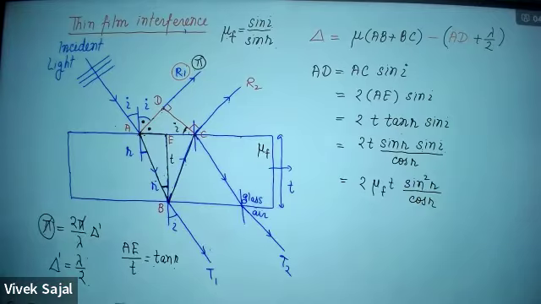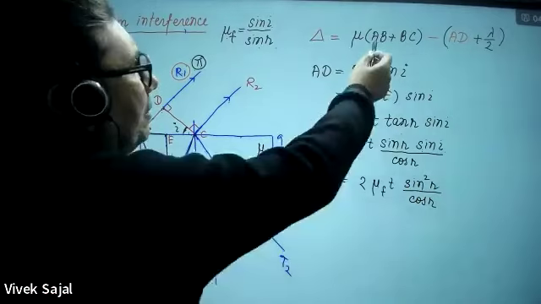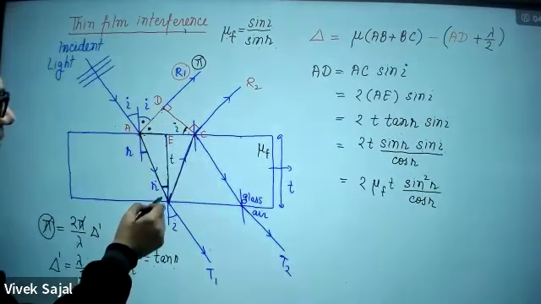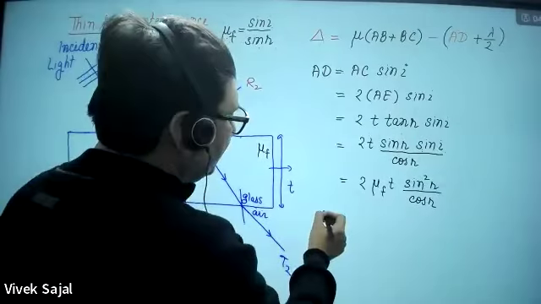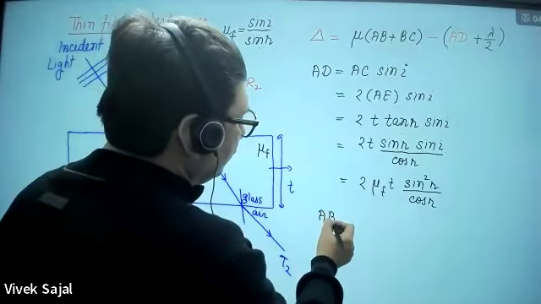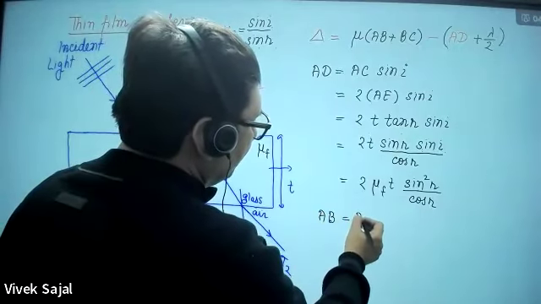So first I found AD. Now what will be AB plus BC? This AB and this BC will be equal. Next, AB equal to BC is the first thing.